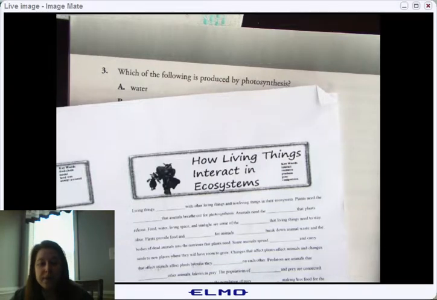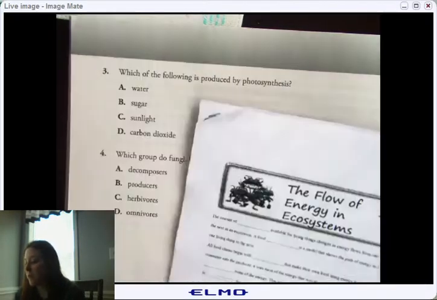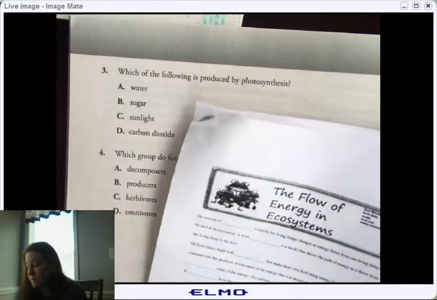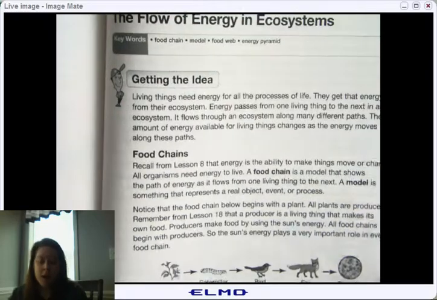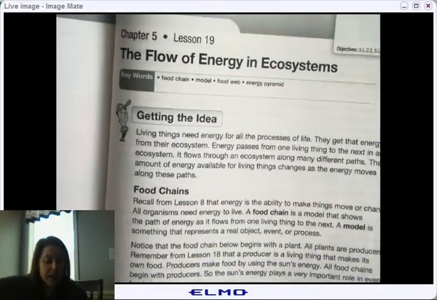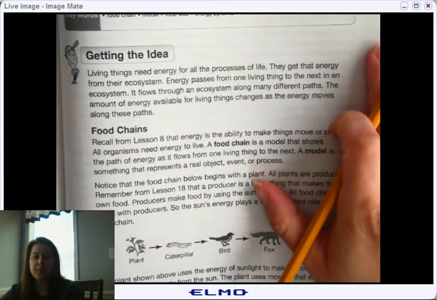Okay, guys, we're back here once again with our North Carolina Coach book, and we are looking at how living things interact. We are looking at the flow of energy in the ecosystems, which is on page 115 in your North Carolina Coach book. I'm going to get started in reading, and if you want to follow along, you're more than welcome to.